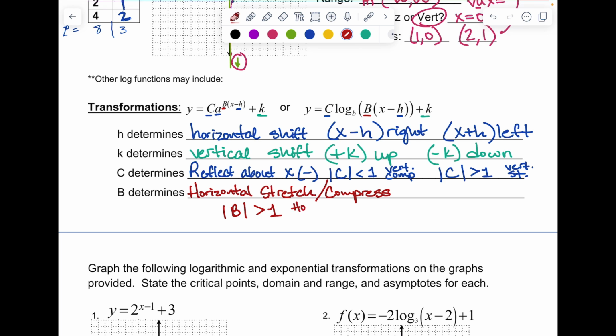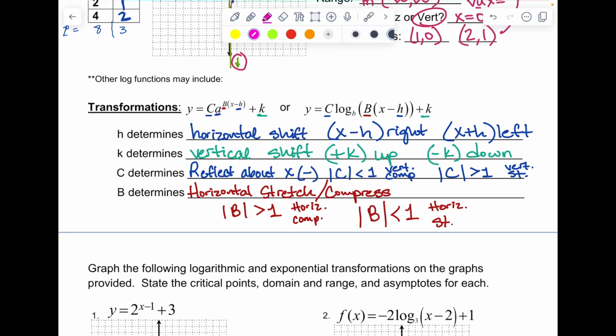horizontally, so that means side to side, it will horizontally compress. Then, if our absolute value of B is less than 1, where it could be a decimal, could be a fraction, even with a fraction you've got to be a little careful, you've got to make sure the absolute value is less than 1, that would be a horizontal stretch. So you can see these are very, very similar rules. They just do the opposite.